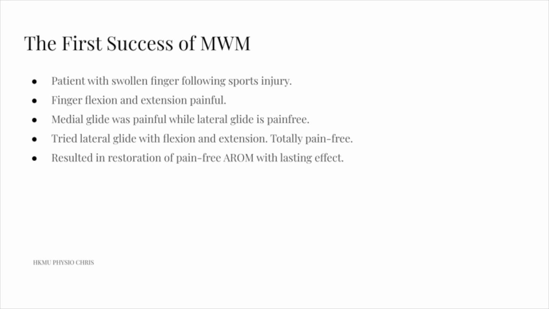In 1984, Mulligan had his first MWM success, which completely changed his whole approach to manual therapy. The patient was someone he had been seeing for some time, but he could not alter the status of the condition. The patient presented with a grossly swollen finger with painfully limited flexion and extension following a sporting injury.